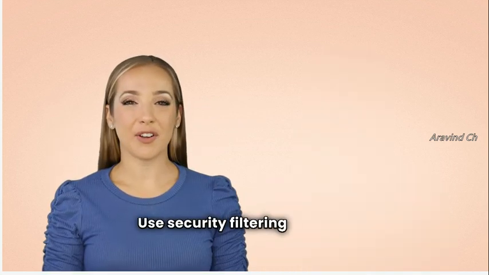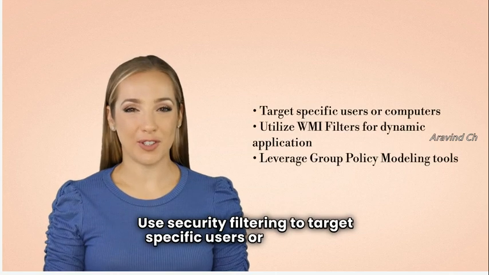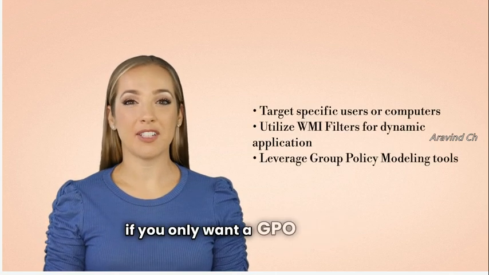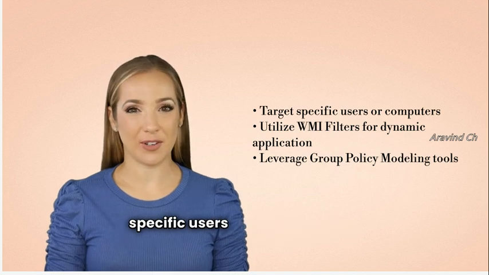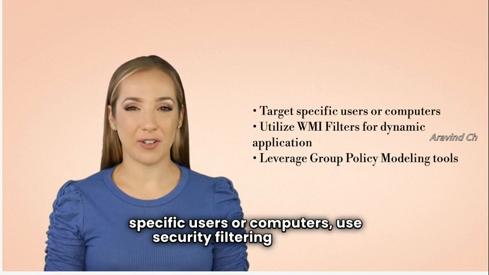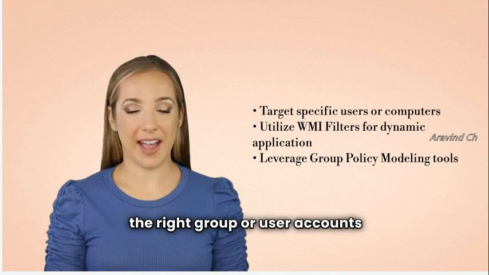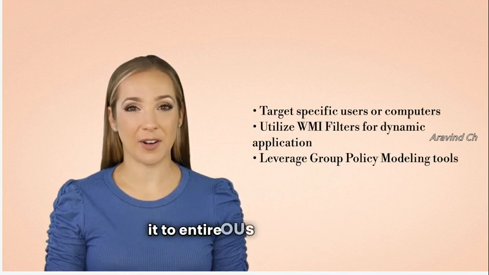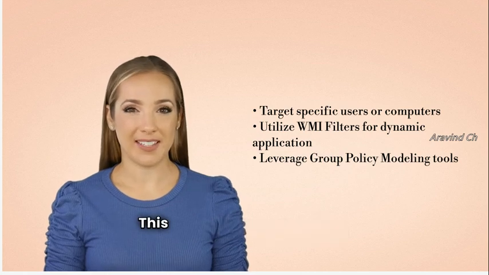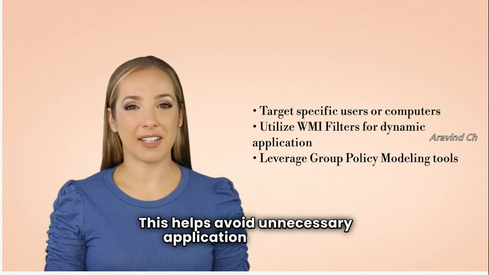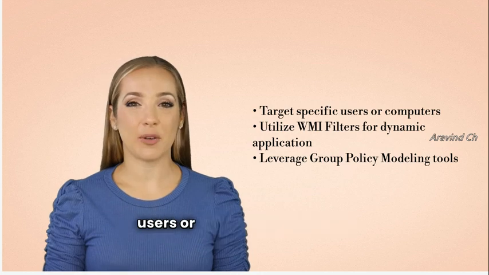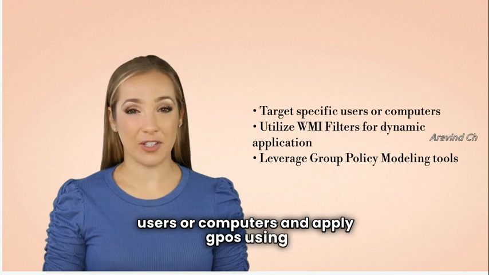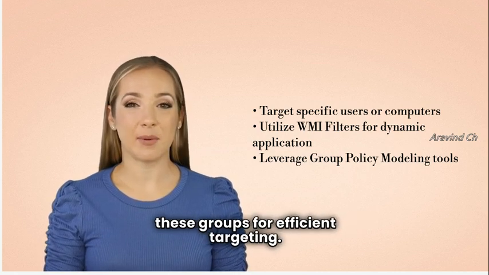Use security filtering to target specific users or computers. If you only want a GPO to apply to specific users or computers, use security filtering to target the right group or user accounts, rather than linking entire OUs or domains. This helps avoid unnecessary application of policies. Create security groups for different types of users or computers, and apply GPOs using these groups for efficient targeting.